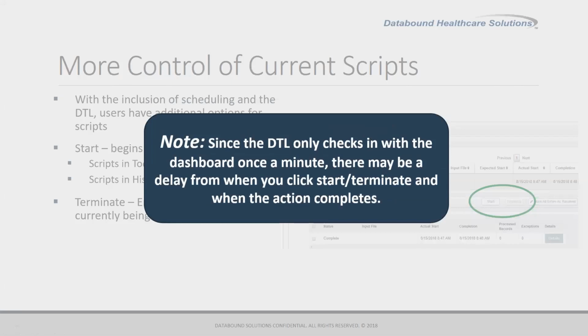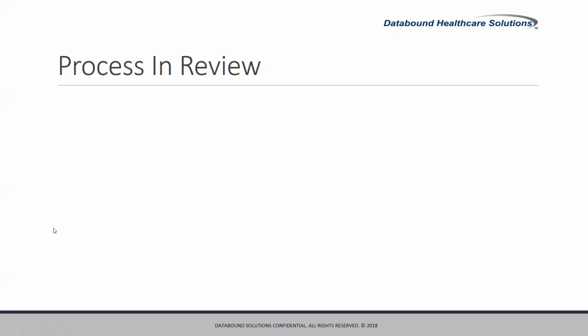Now, just a note about this though, since the DTL only checks in with the dashboard once a minute, there is a delay between when you click the button and when you see the action occur. So this isn't like clicking the abort on the system. It's not going to be that instant, but it will stop the script in the same way. So if you have something that's debugging and you want to stop the script and abort it, you can click terminate from the dashboard and it will stop it. But it will be within 60 seconds.